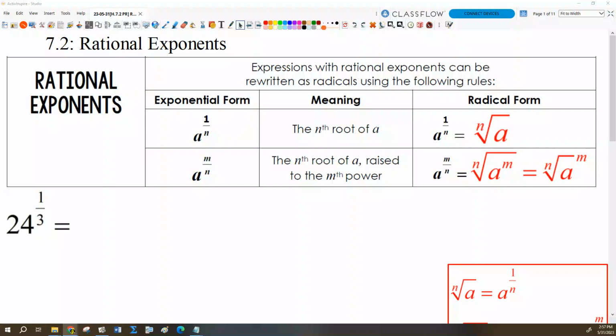Okay, so how do we do this? Well, in general, let's start with this one because this is the general one. If I have the nth root of a to the m power, how do we write that as a fractional exponent? It's pretty simple. The index of the radical always goes to the denominator of the fractional exponent, and the power of the base inside the radical becomes the numerator.